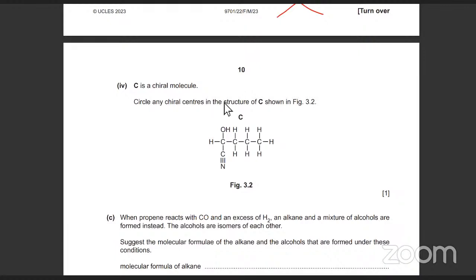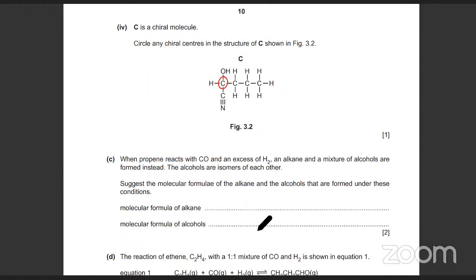As a circle, any chiral center, which carbons are chiral over here? First one, the one with OH. Yeah, the first one, and that's it. That's the only one, right? So that's the only one.